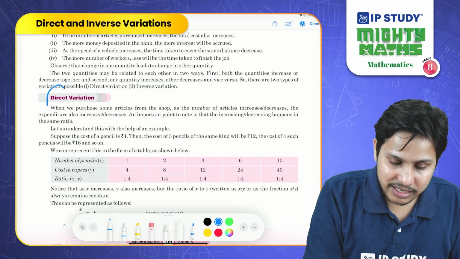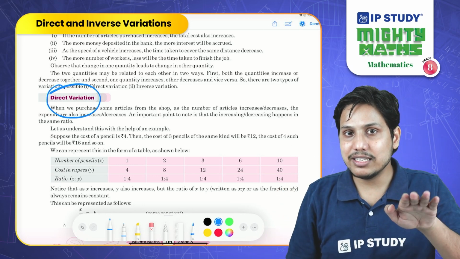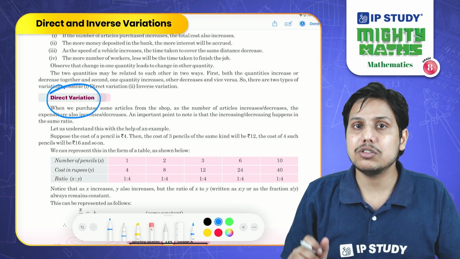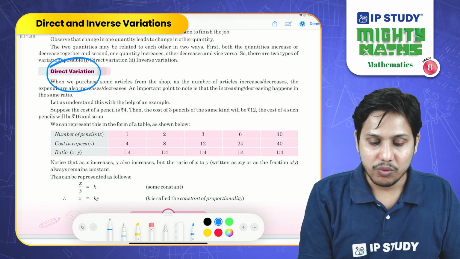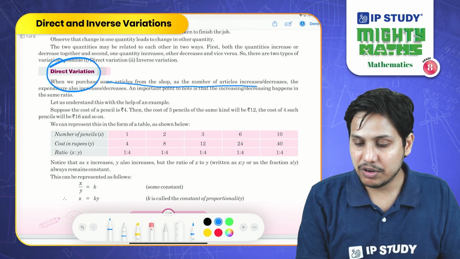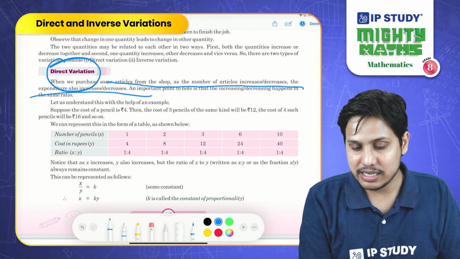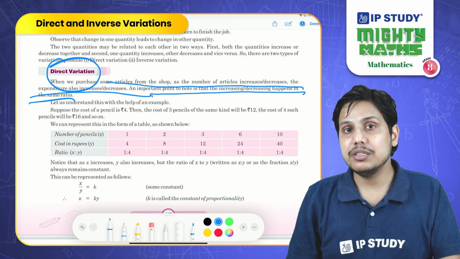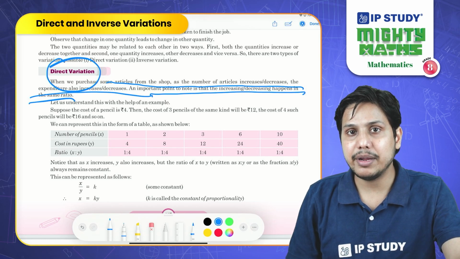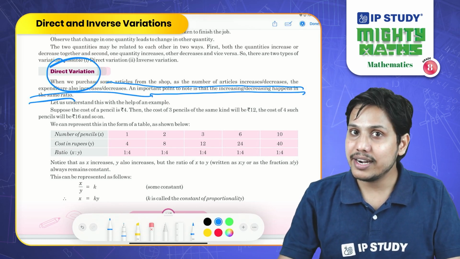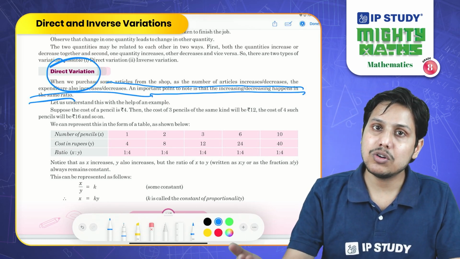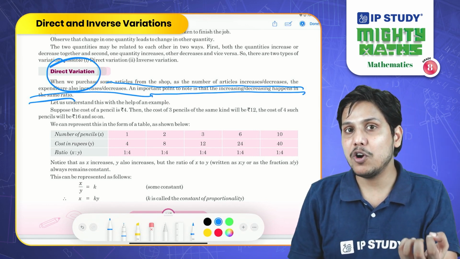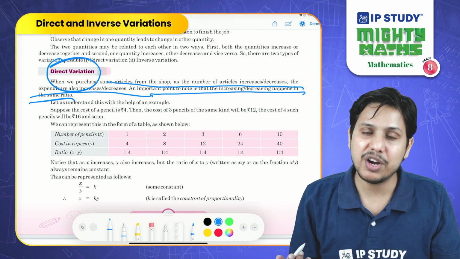So direct variation is the first type, where an increase in one results in an increase in the other, or a decrease in one results in a decrease of the second. So when we purchase some article from the shop, as the number of articles increases, the expenditure also increases. An important point to know is that the increase and decrease happen in the same ratio. Let's suppose you want to buy 5 kg of mangoes and it costs 100, then 10 kg of mangoes will cost 200. Doubling the quantity that we want to buy will double the cost.